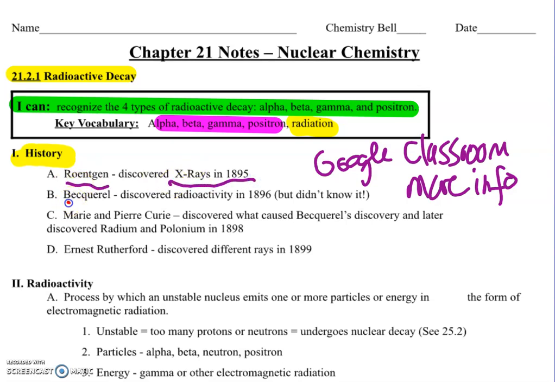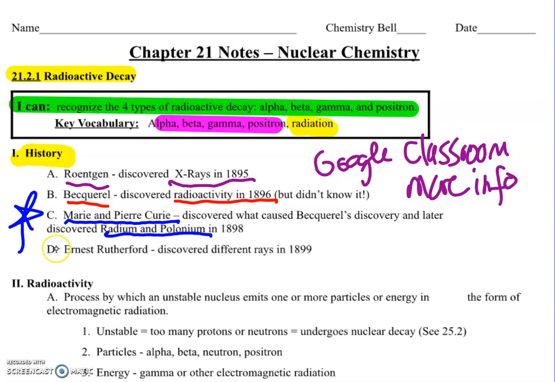Our next scientist was Becquerel, and he discovered radioactivity in 1896, but didn't know it yet, wasn't quite sure what he was seeing. The most important scientists we have would be Marie and Pierre Curie. They discovered what caused Becquerel's discovery and later discovered radium and polonium. And we'll definitely go into that more later in class.